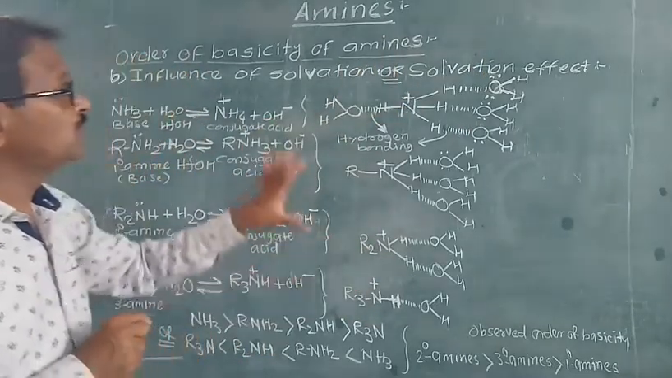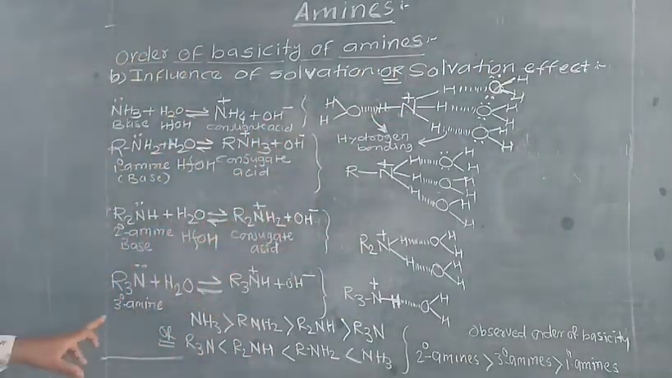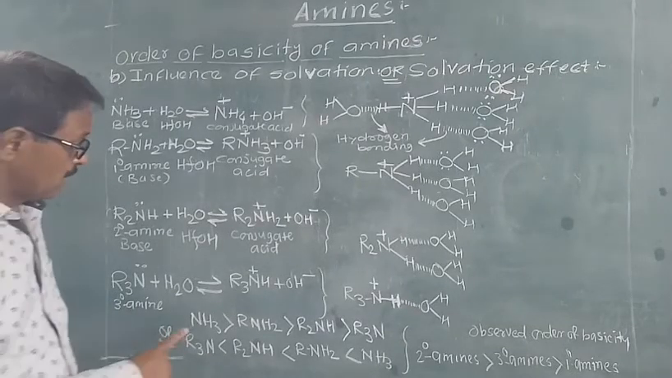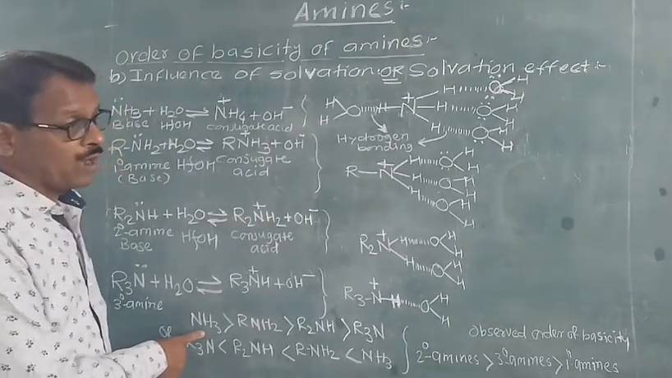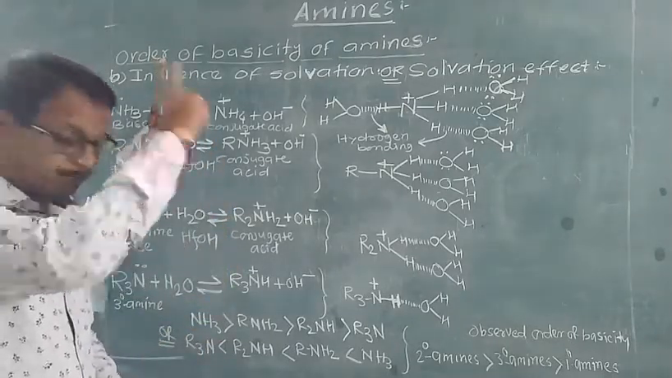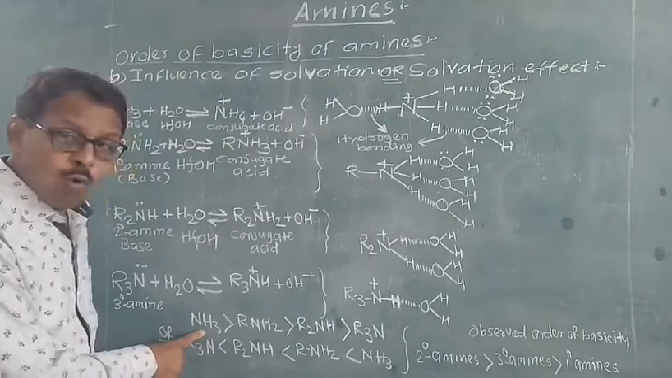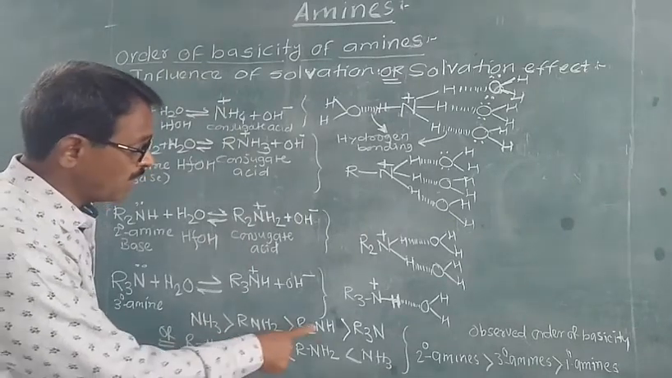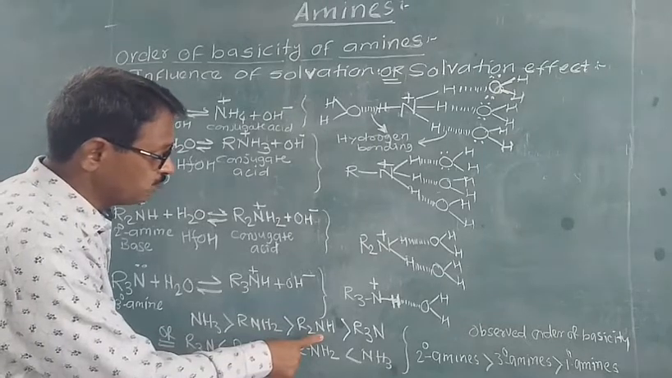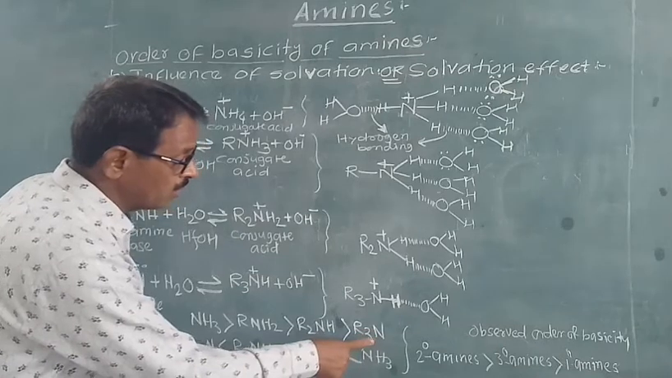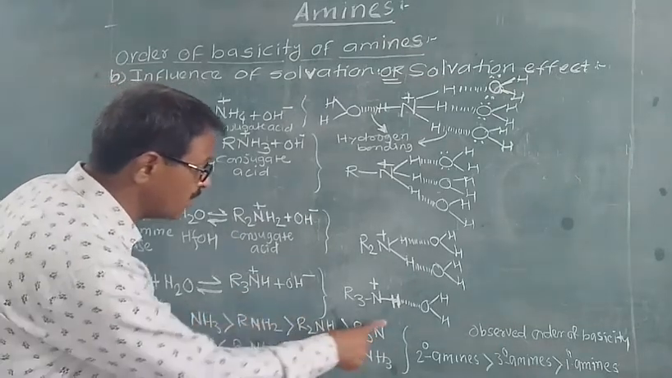Therefore, from this solvation effect, the order of basicity of amines is like this. Ammonia is more basic. Now it is reverse to that of the inductive effect. Ammonia is more basic than primary amines. Primary amines are more basic than secondary amines, and secondary amines are more basic than tertiary amines. It is a decreasing order of basicity.